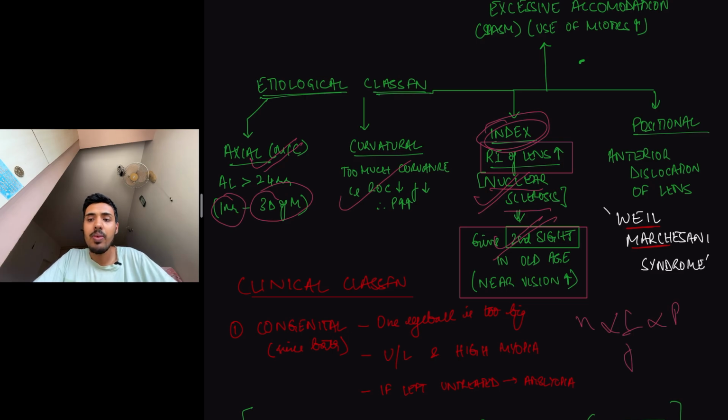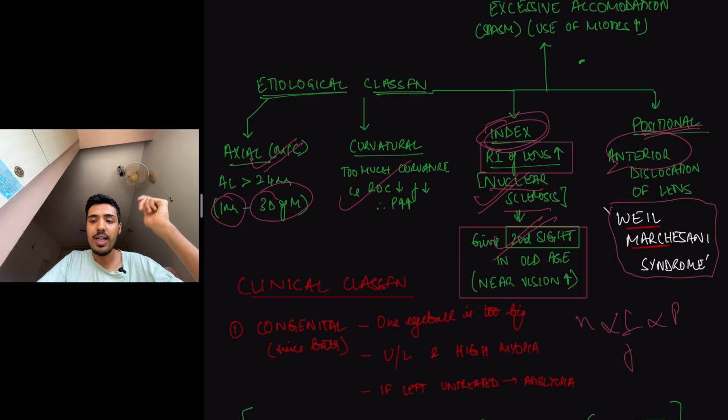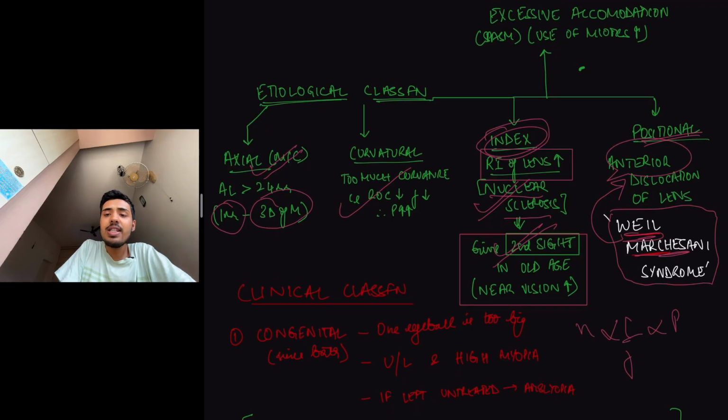There is another type, which is positional myopia. Posterior dislocation of lens causes hypermetropia. Now let's say the lens gets displaced anteriorly, then obviously the light rays will get focused in front of the retina, right? So anterior dislocation of lens, for example, Weill-Marchesani syndrome. So basically Weill march forward, we always march forward, right? So Weill-Marchesani syndrome causes anterior dislocation of the lens, and this anterior dislocation of the lens can lead to positional myopia.